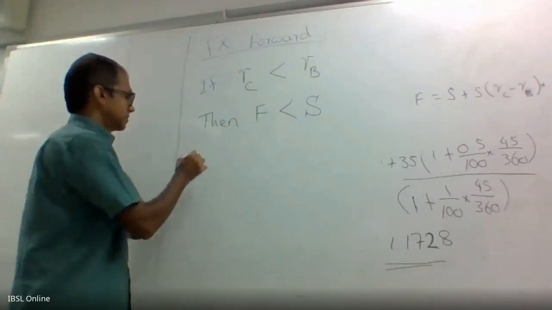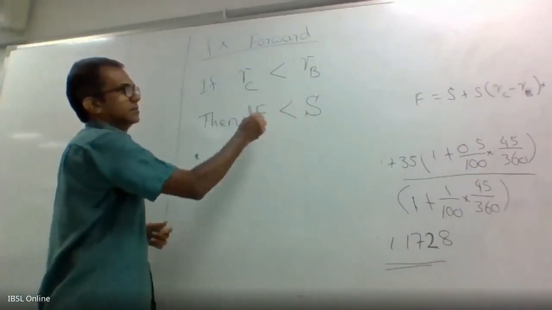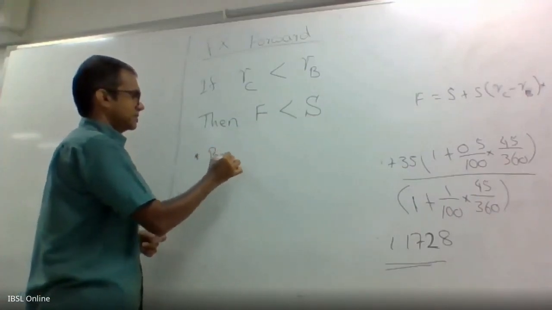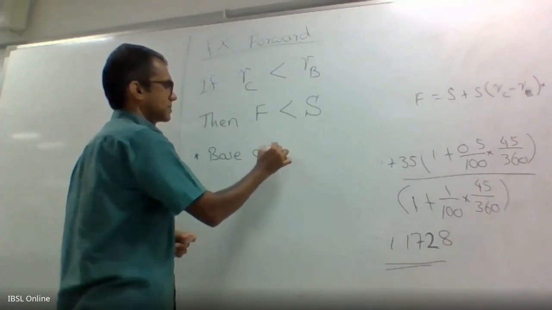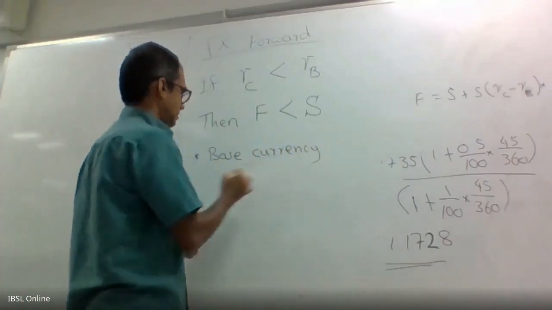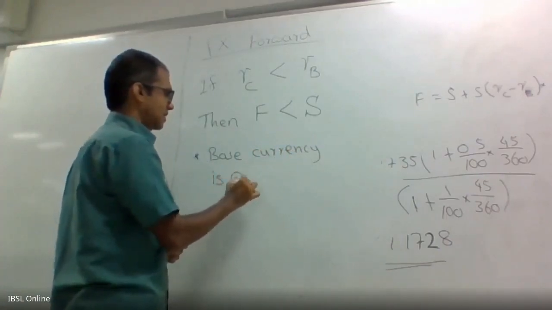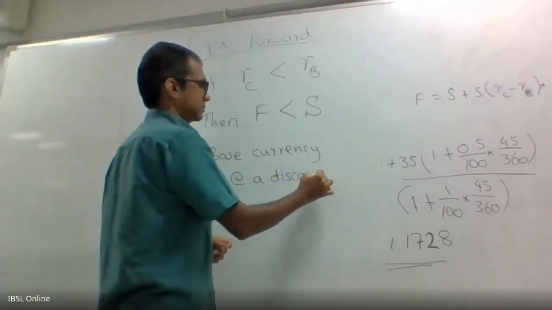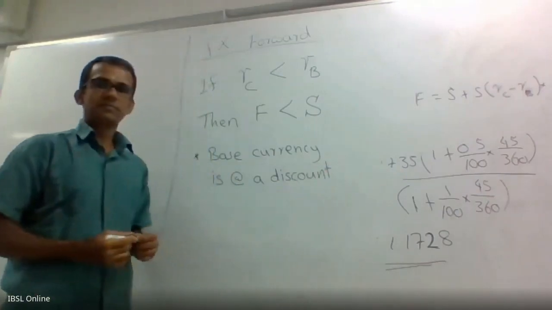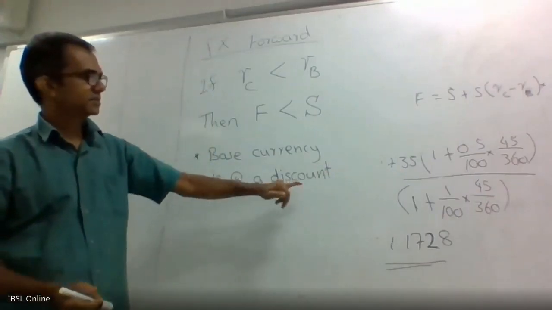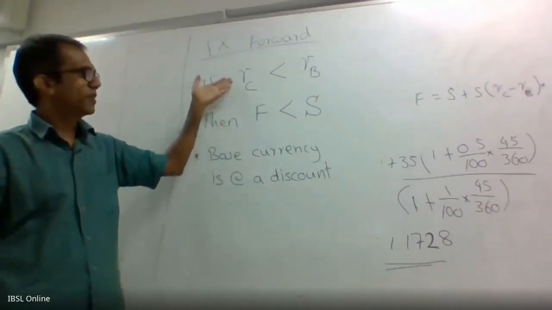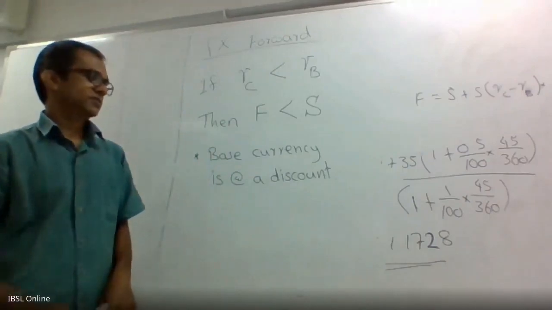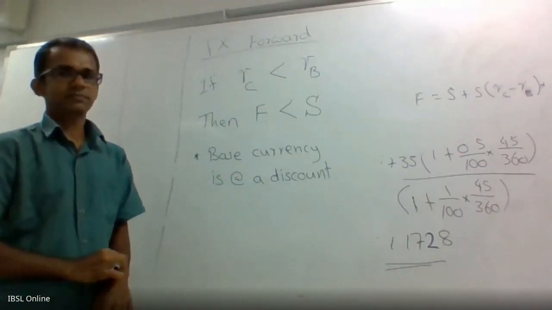We call it, when we see forward rate is less than spot rate, base currency is at a discount. We call base currency is at a discount because value of base currency is low now in terms of the counter currency.